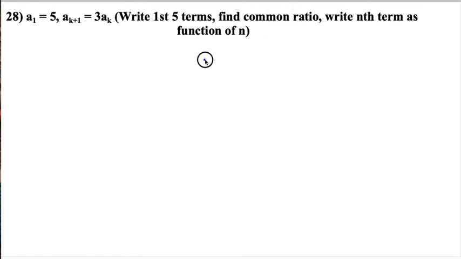So the first 5 terms, 5 times 3 is 15, 15 times 3 is 45, 45 times 3 is 135. Oh, 100 times 3 is 300, plus 30 times 3 is 90, so that's 390. 5 times 3 is 15. 390, so it sounds like 405 to me. There are the first 5 terms.